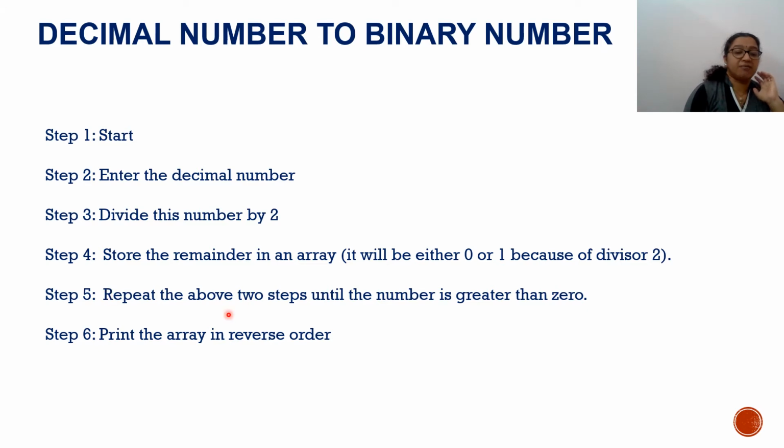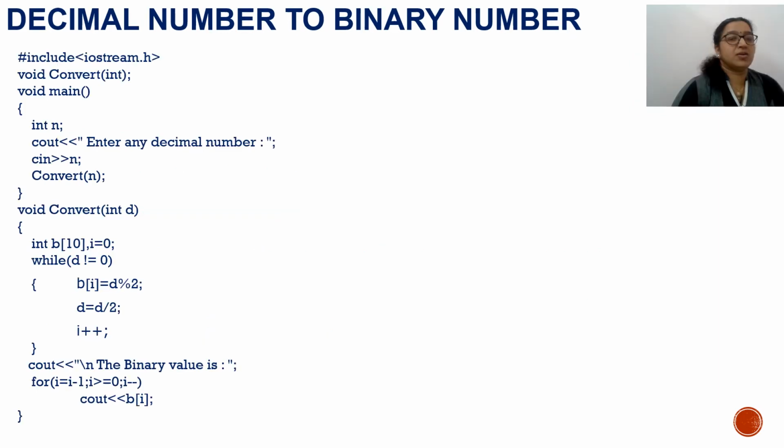So keep on dividing, and we will get the remainders in an array. After that, when the decimal number becomes 0, we move on to step 6, that is print the array in reverse order. This is a simple one. These are the steps needed for converting a decimal number to a binary number. Clear? Now we can check the C++ program for how to convert a decimal number to a binary number. Here we are using functions, and see, convert is the function.